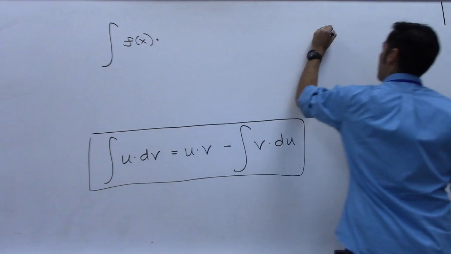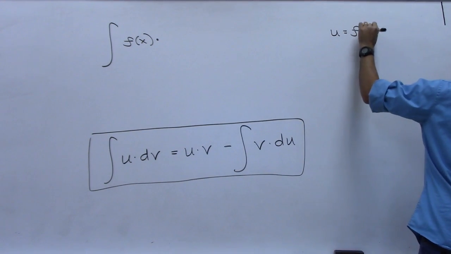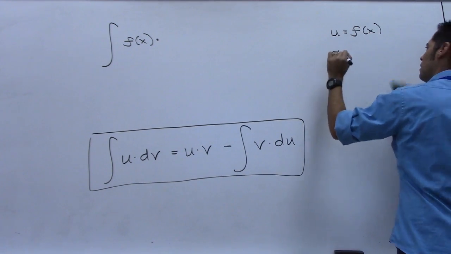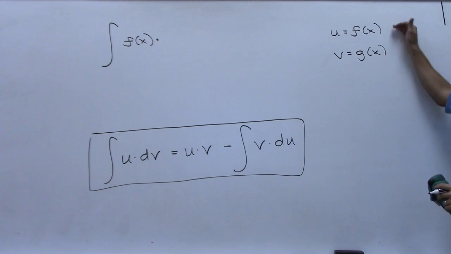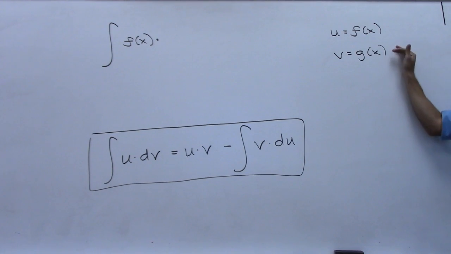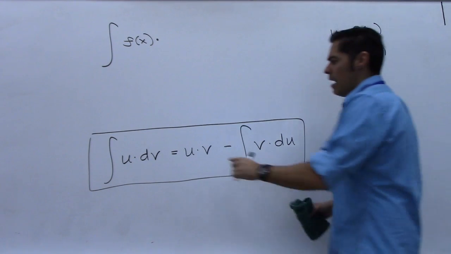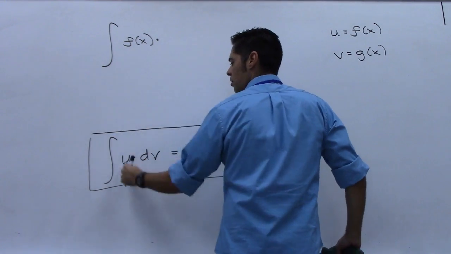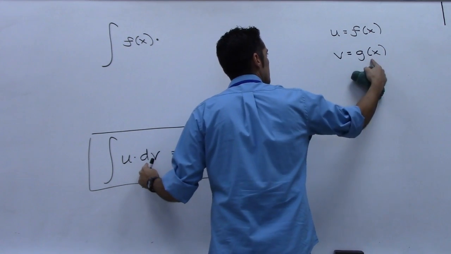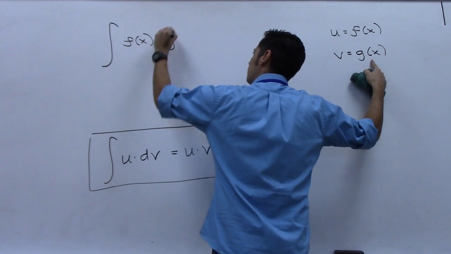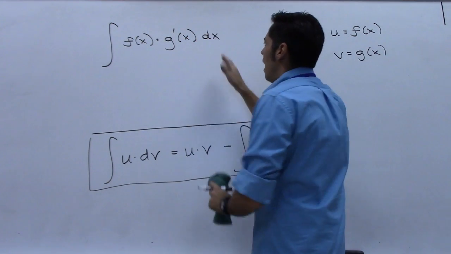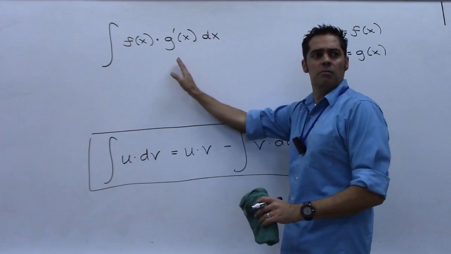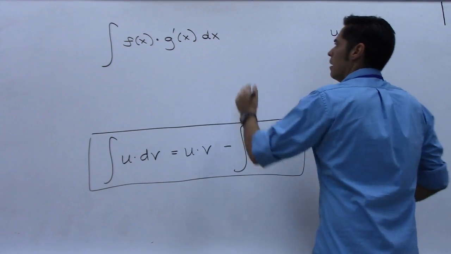Now remember what I had written up here. U was f of x, right? And v was what? G of x? Two completely separate functions, right? They're not the same functions. They're different functions. So f of x is u. Now dv would be what? G prime of x. And now I'm going to put dx because I can indicate the variable within here.